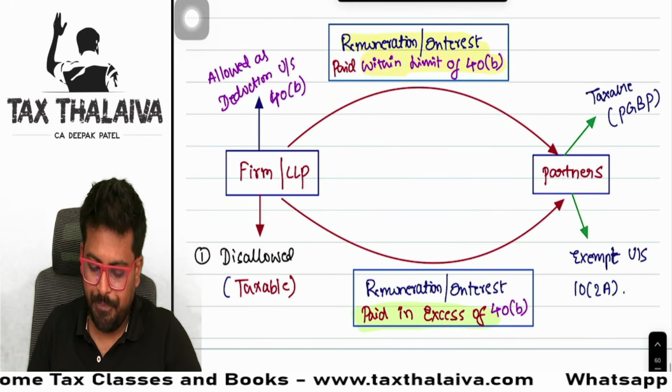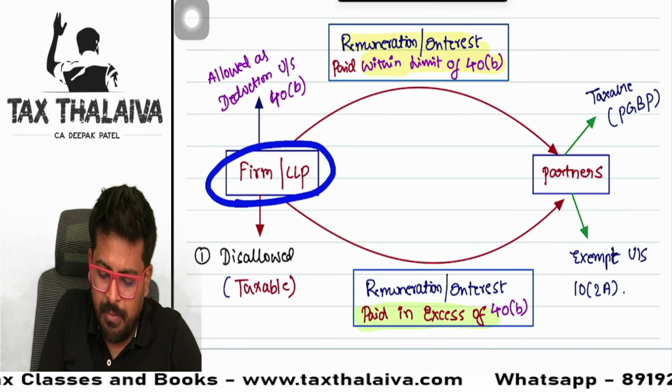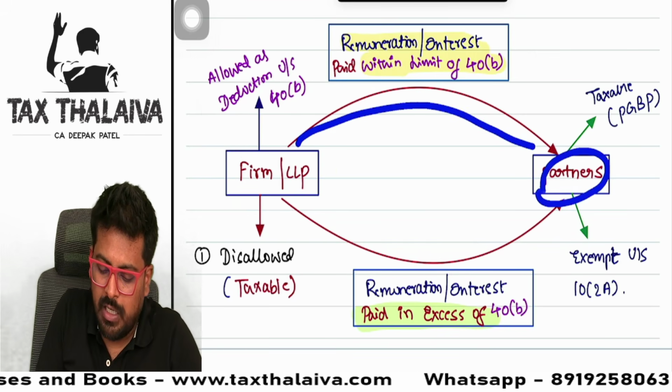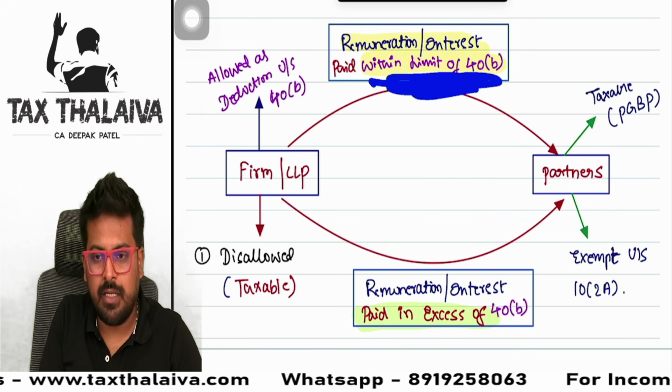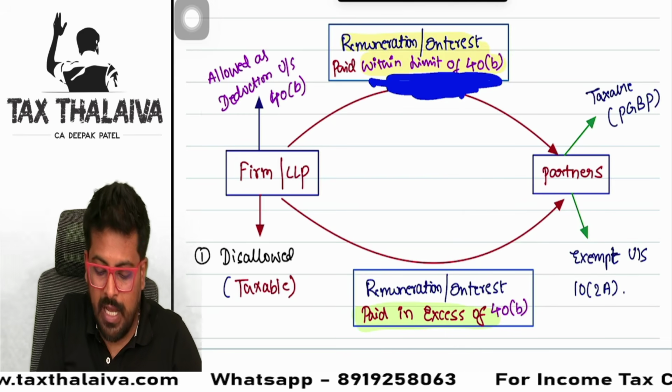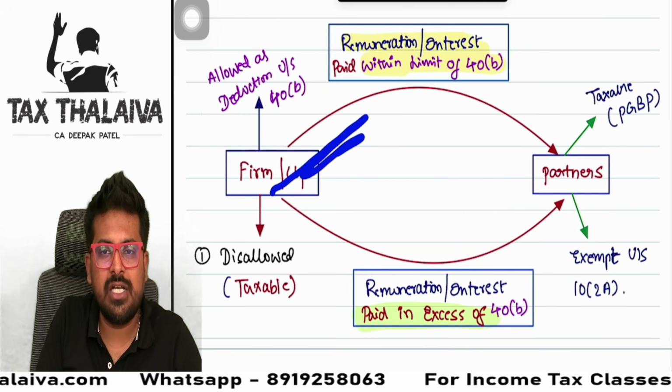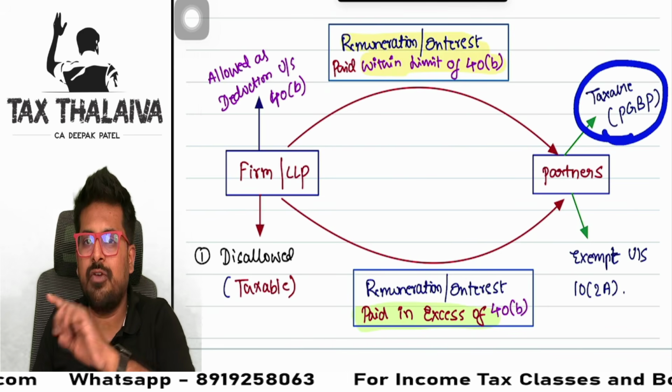Same thing. See, the partnership firm is paying remuneration to the partner, remuneration or interest. If it is paid within the limit, then it will be allowed as a deduction under 40B in the hands of the firm, and it will be taxable in the hands of the partner under PGBP.